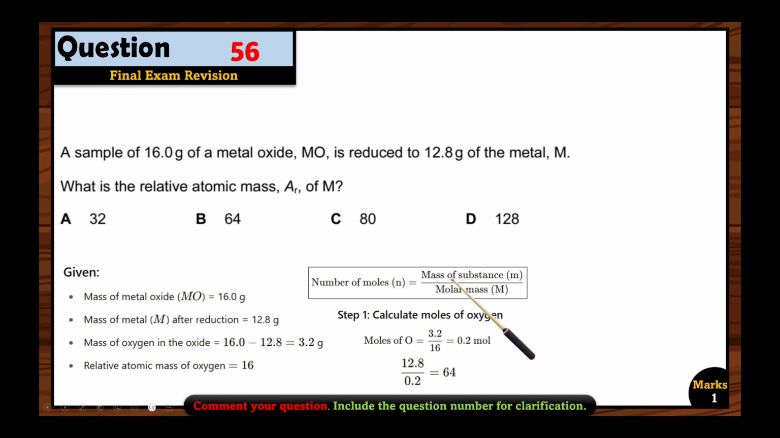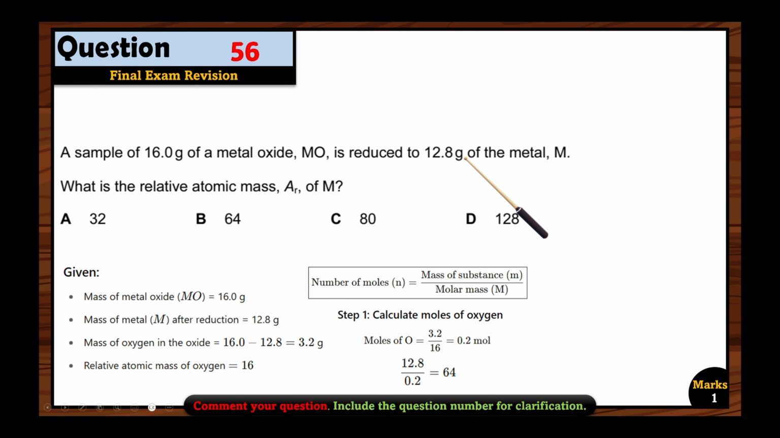This is a formula, right? The number of moles is equal to the mass of a substance divided by the molar mass. This one we have to calculate. This one we already have been given, but this one is missing. We have to calculate this so we can get to the molar mass. So what should we do? First of all, we have to find the things we are already given. We are given that 12.8 gram is the mass of the metal. Yes, that's right. So what about the product? The product was metal oxide and it was 16 gram, right?